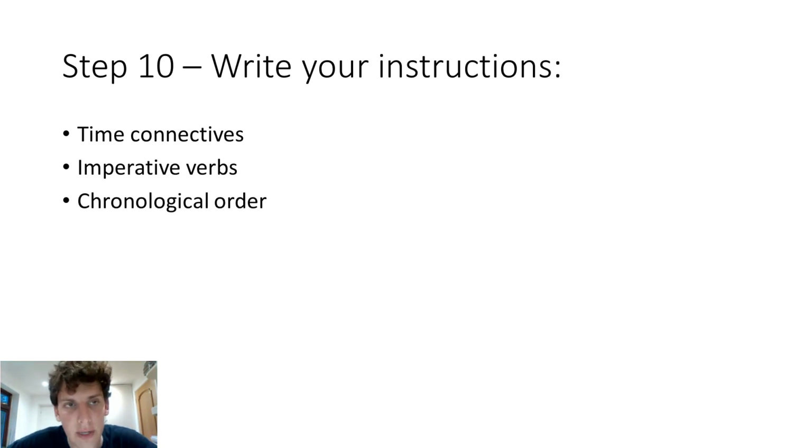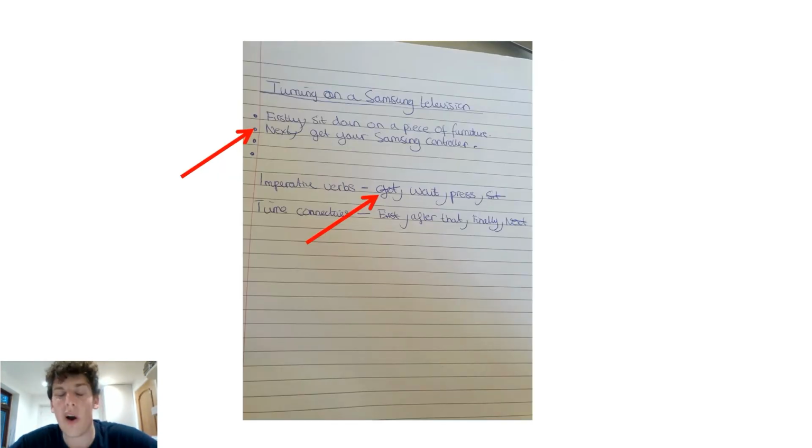Remember, in every sentence you need to use a time connective and an imperative verb, and the whole thing needs to be in chronological order. I have done something which I think will help you. This is what I was doing when I was starting. These are my first 2 steps. Firstly, sit down on a piece of furniture. Next, get your Samsung controller.